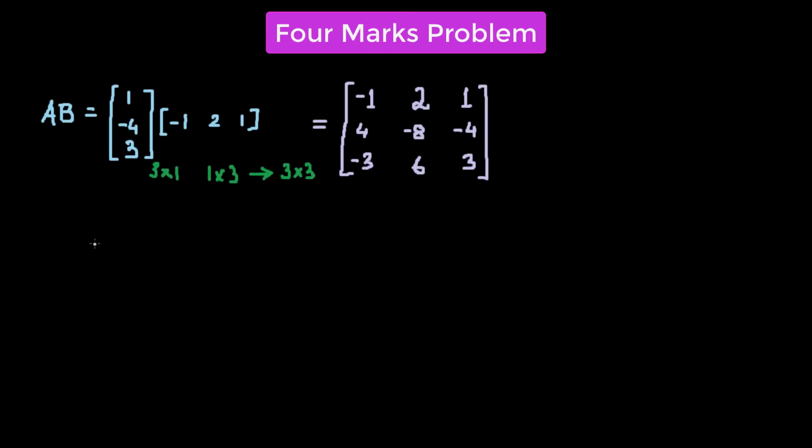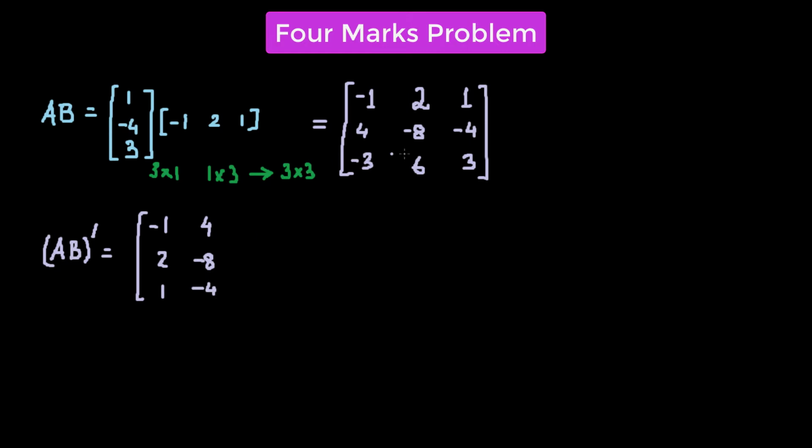Now we have to take the transpose of our matrix AB. So transpose is what? The rows get transposed to columns and the columns get transposed to rows. So we consider the first row, having the elements negative 1, 2 and 1, and transform it to column number 1. So in column number 1 we'll have negative 1, 2 and 1. Then we consider the elements in the second row, which are 4, negative 8 and negative 4, and place them in column number 2. So we get 4, negative 8 and negative 4.